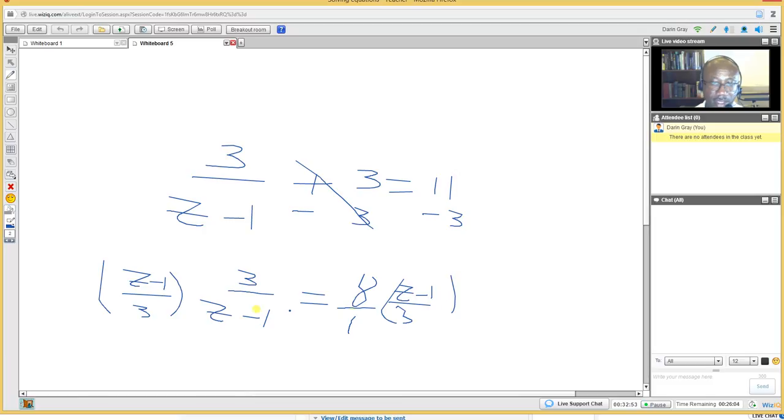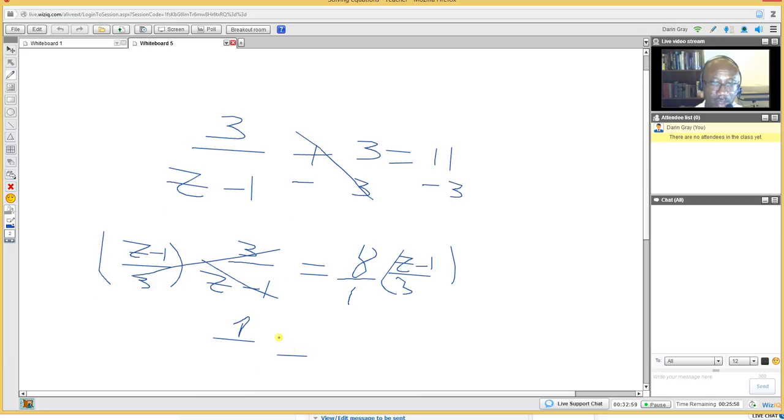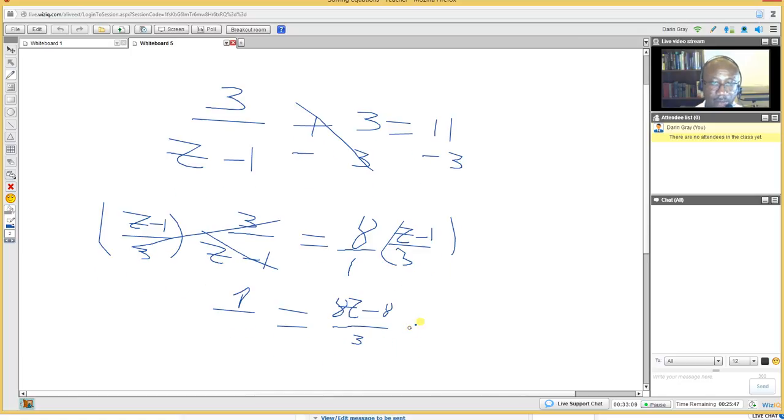Make that a 3. So this is going to go away, and we're going to be left with 1. We use the distributive property there. 8z minus 8 over 3. We can multiply by 3. We end up with 3 equals 8z minus 8.